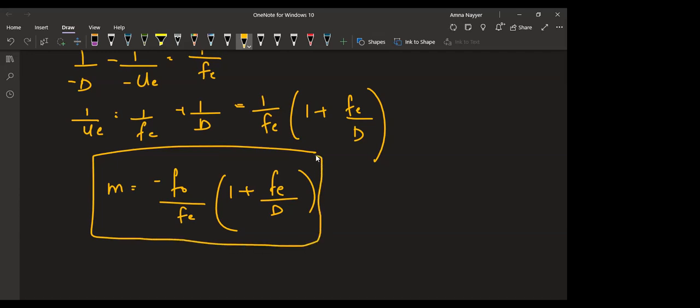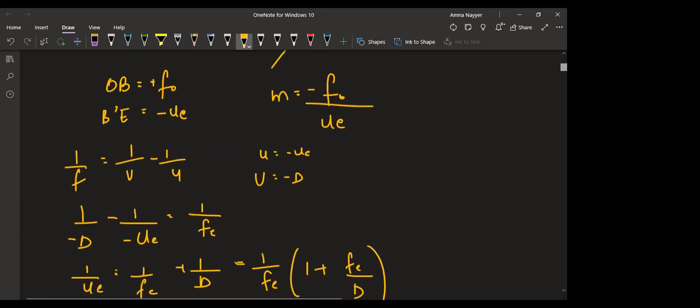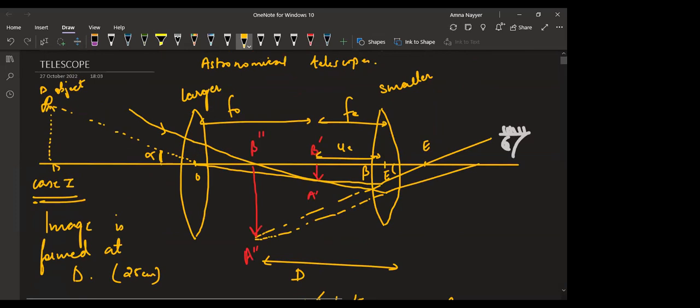Then one case we'll do for infinity. Same thing, the way we have done. Difference is what? Did you understand the difference? This is larger now, this is smaller, and the object is at infinity, because you use a telescope to see objects placed at infinity, which you'll not be able to see directly. So that will be the difference. Okay, could you note it down?